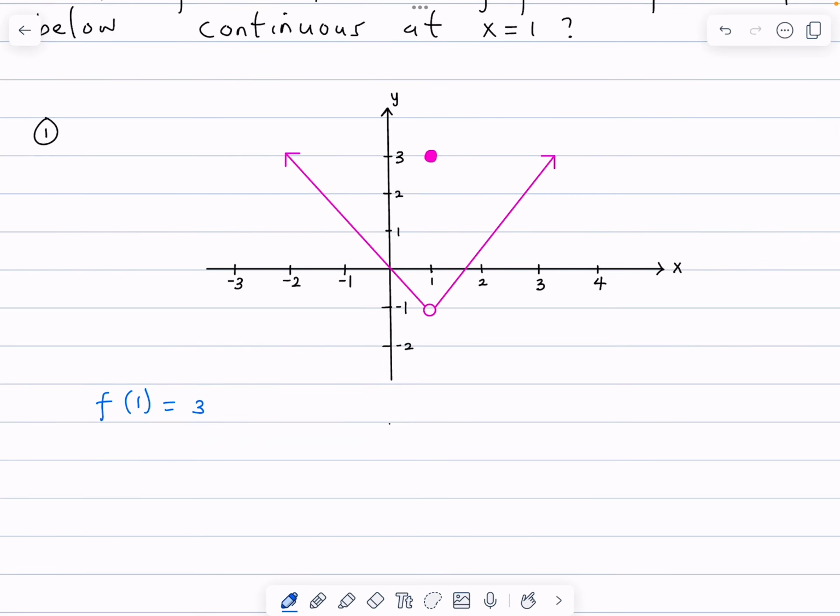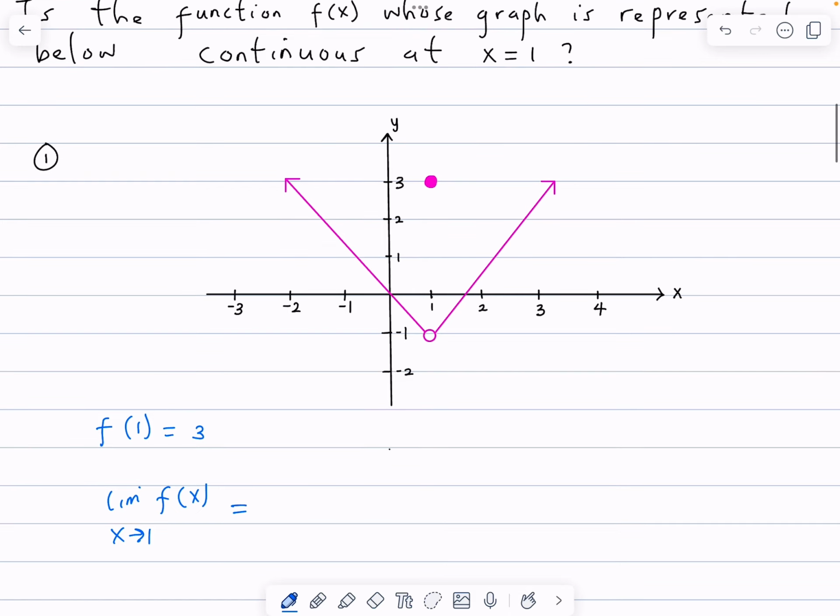So we need to find this limit of f of x as x approaches 1. So what's that limit? Now you go to the graph and trace as x approaches 1 from the left, going this direction on the graph. And as x approaches 1 from the right, it is going this direction. If you trace that to the y-axis, what do you get? You get -1. So if you observe, on one side you get 3, and here you get -1.